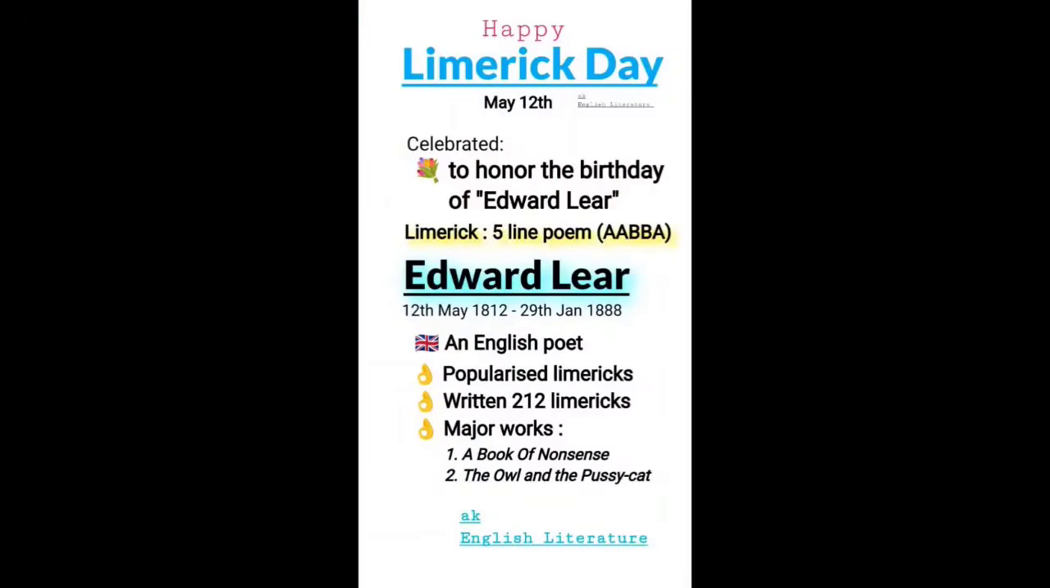Here I want to remind you that we celebrated Limerick Day, which is celebrated on May 12th, in the beginning of our YouTube channel, to honor the birthday of Edward Lear. Limerick is a 5-line poem with a rhyme scheme AABBA. Edward Lear, an English poet, popularized limericks in his book, A Book of Nonsense, which has 212 limericks. His major works are A Book of Nonsense, in which he popularized the form of limerick, and The Owl and the Pussycat. And here you can see Limerick Day was celebrated on May 12th, Edward Lear, and A Book of Nonsense.